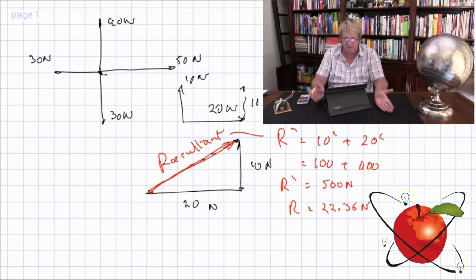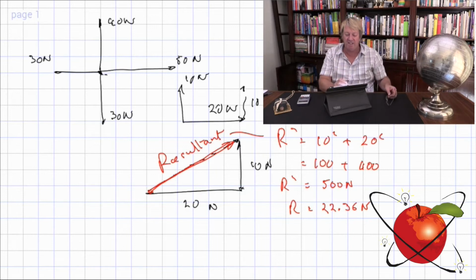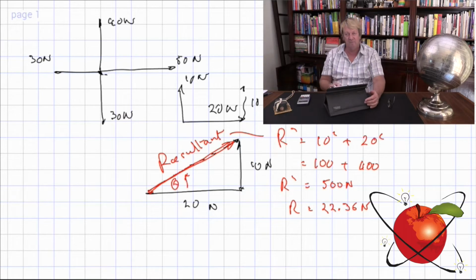So that's the resultant. So I can replace that 50, that 30, the 40 and the 30. I can replace them all with one single force acting there. It's 22.36 newtons. But it's also acting, remember we said it's acting at an angle.